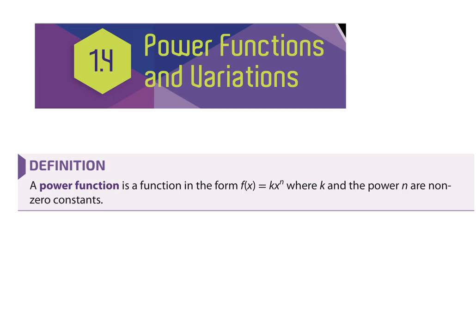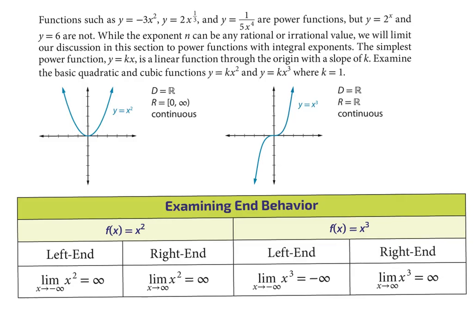And so if you look on page 25, you will see some of this information. So it says functions such as negative 3x squared or y equals 2x to the 1/3 or even y equals 1 over 5x to the 4th are power functions. These are all some variable to a power. But you'll notice it says y equals 2 to the x is not a power function. The difference between these is here, my variable is in the exponent. That's a different type of function, which we will deal with later when we do logs.